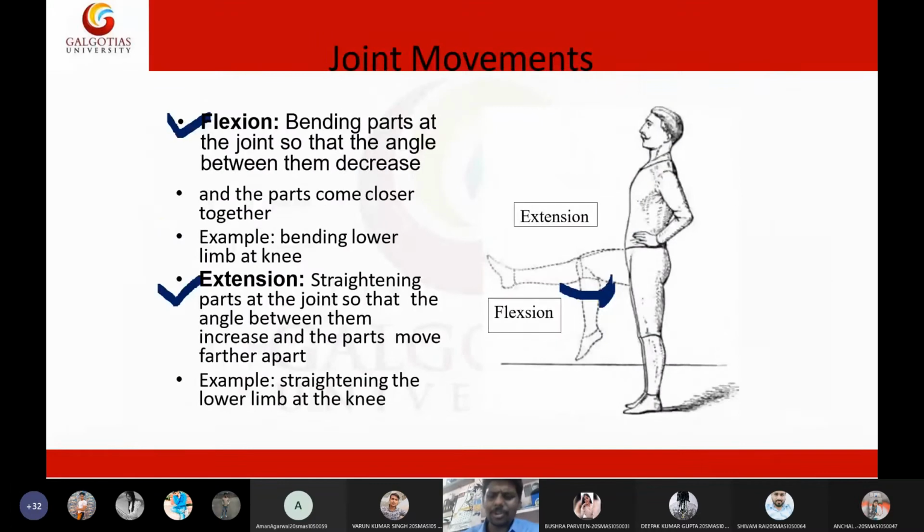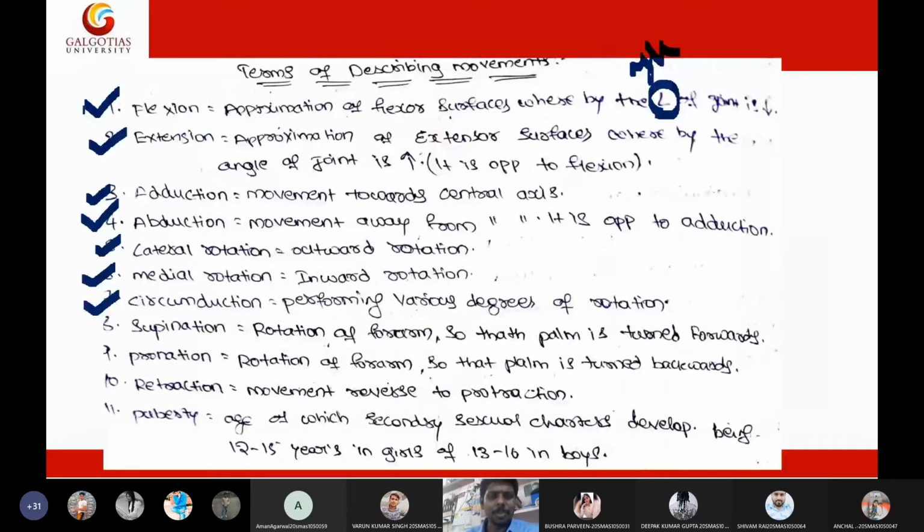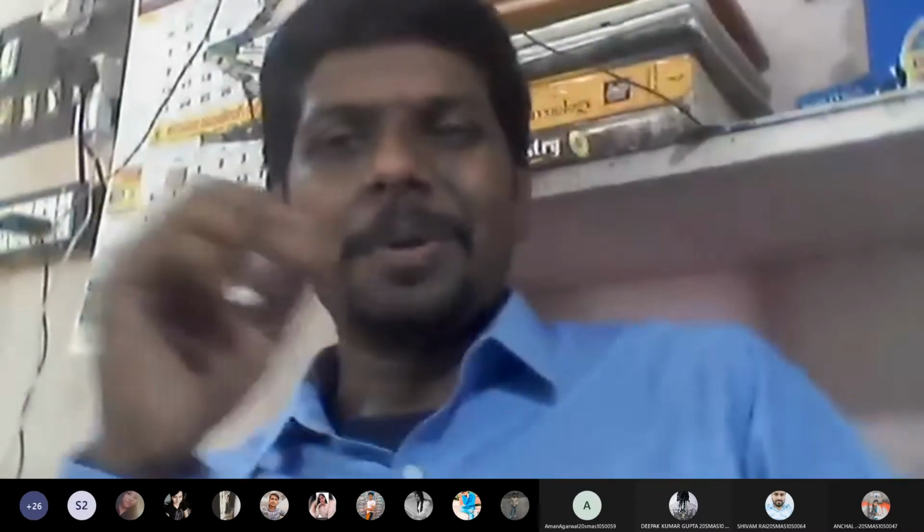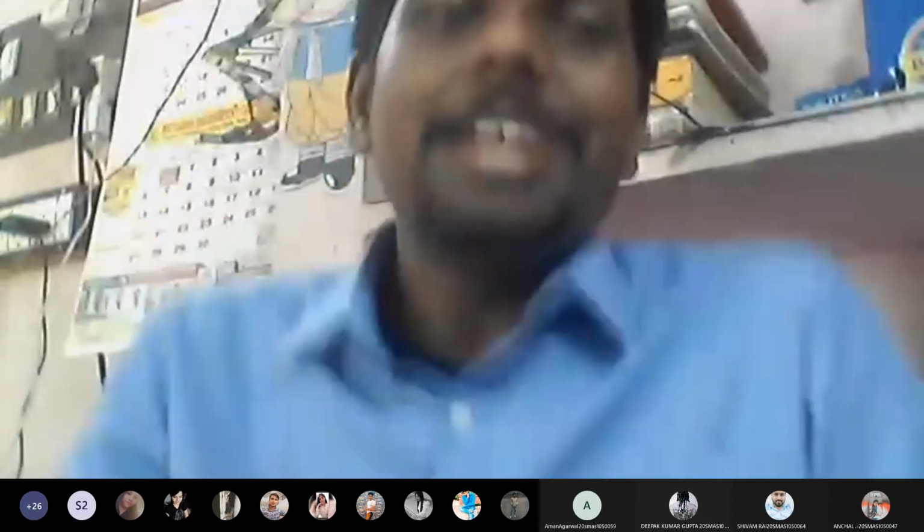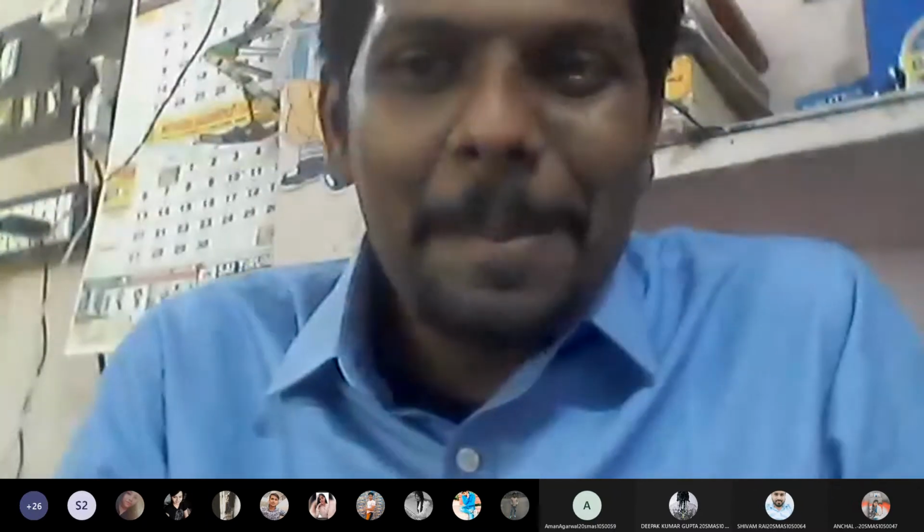Moving chin forward is called what type of movement, students? Moving our chin forward like this is called what type of movement? Protraction. Okay, protraction. Very good. Then elevating your shoulders is called as?